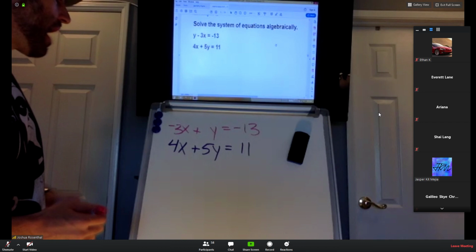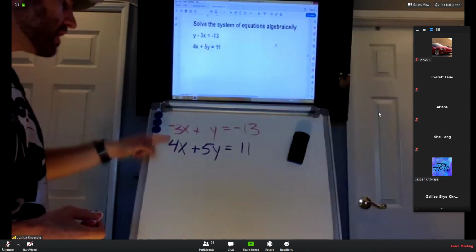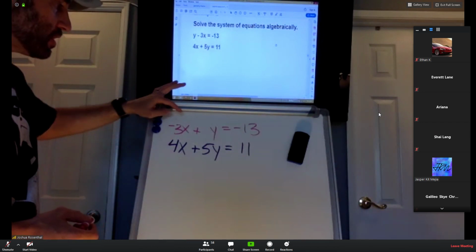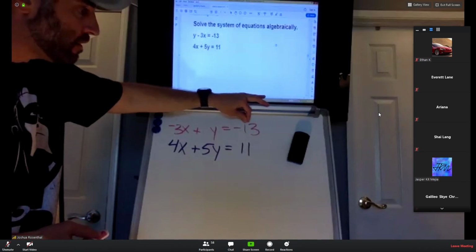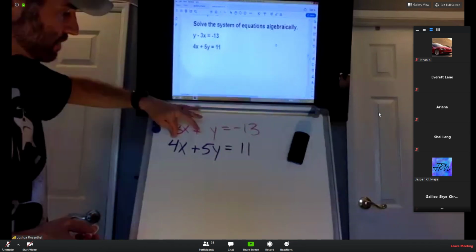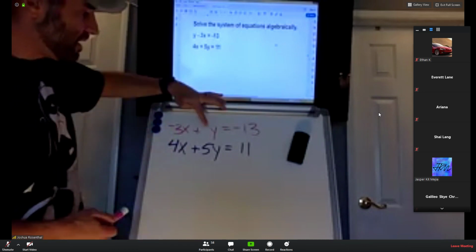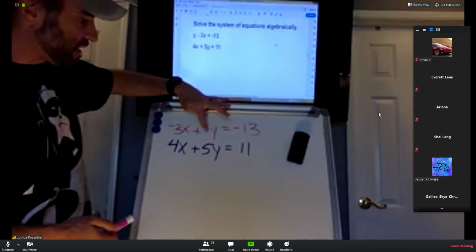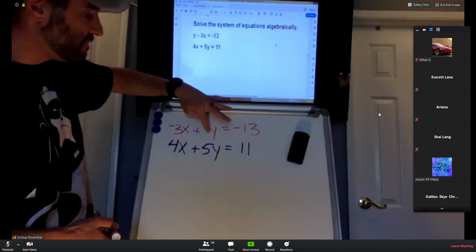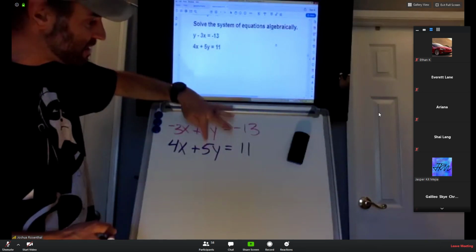Now, I can get these both to be a 12 and a -12. I can multiply everything here by 4, and I can multiply everything here by 3. And then these would both be 12 and -12, and then I can add them. But I think it's easier just to mess with one of them. I can make that -5, so that when I add it to that, I eliminate the y's.